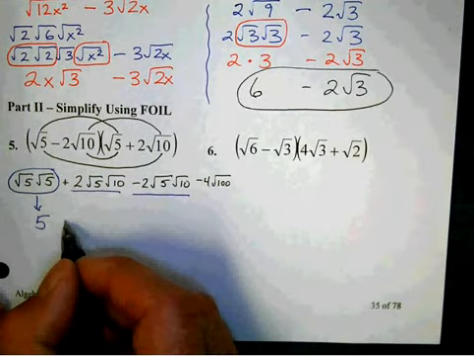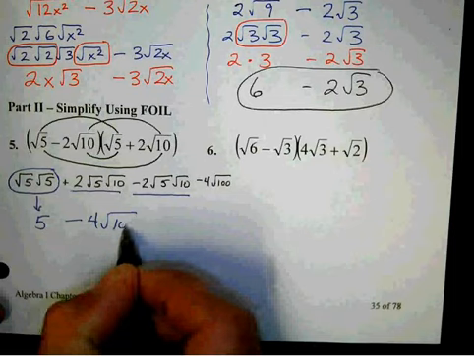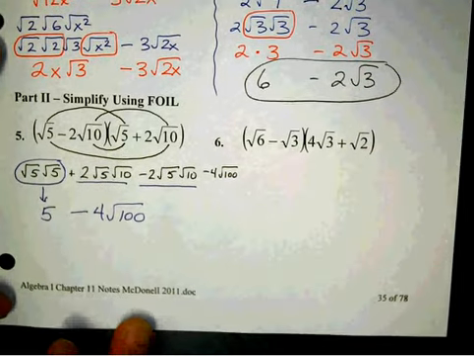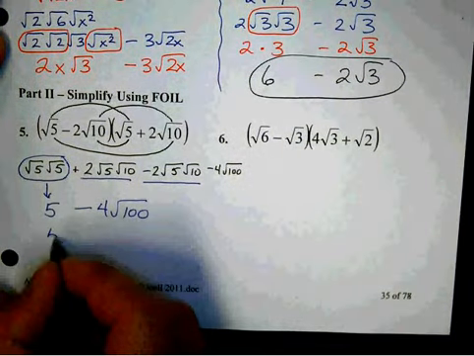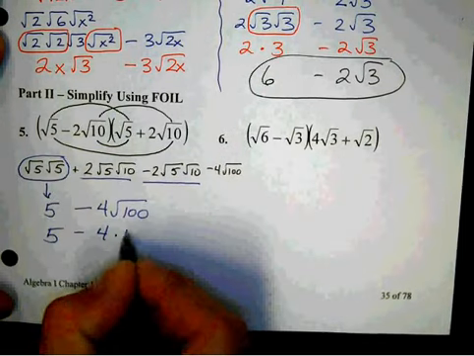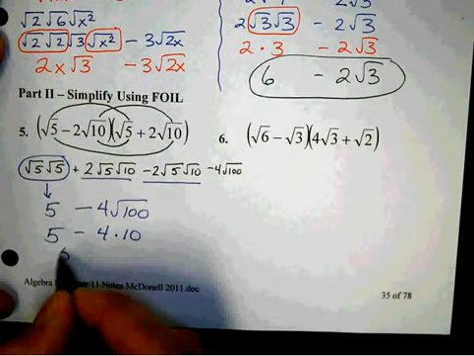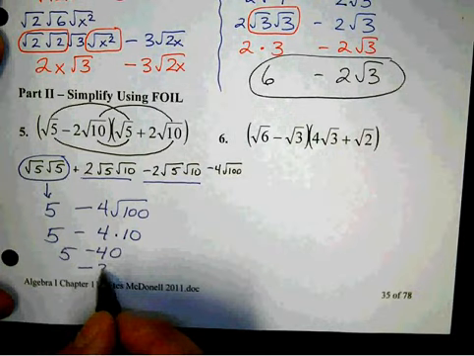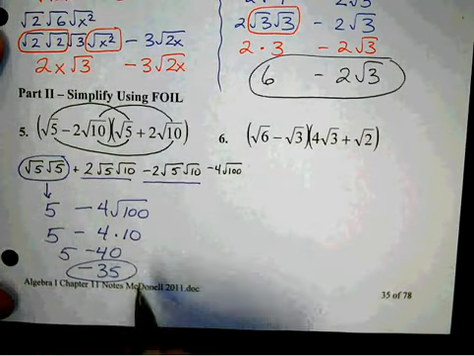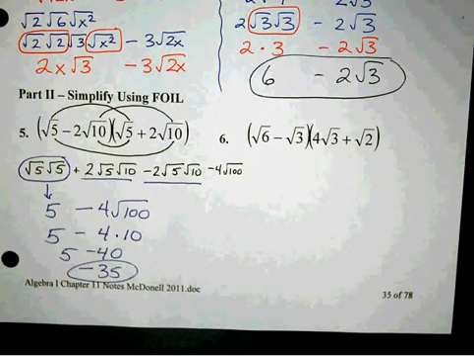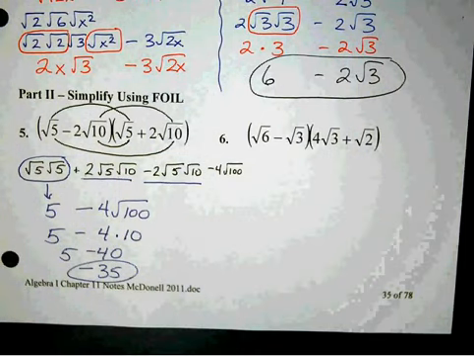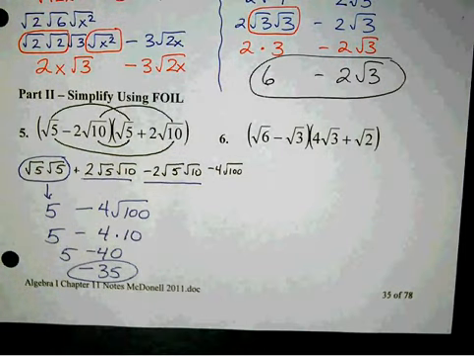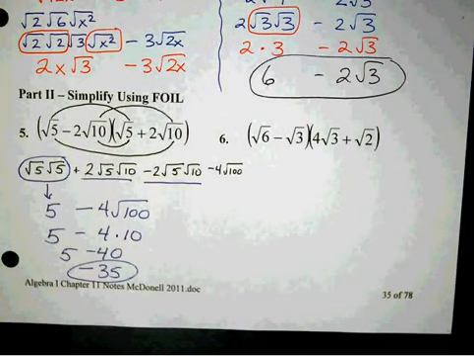What about this back half? I'm going to rewrite it a little bit larger. What's the square root of 100? 10. 5 minus 40, help me. Negative 35. Interesting. Do you think it's always going to simplify down to one number? No. But this is a special case.